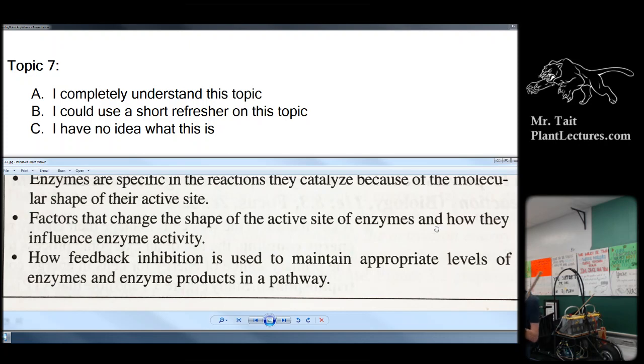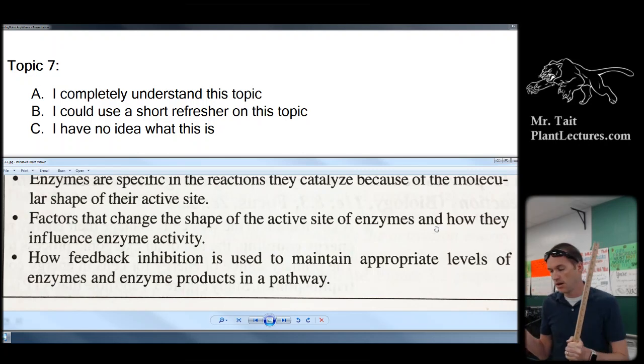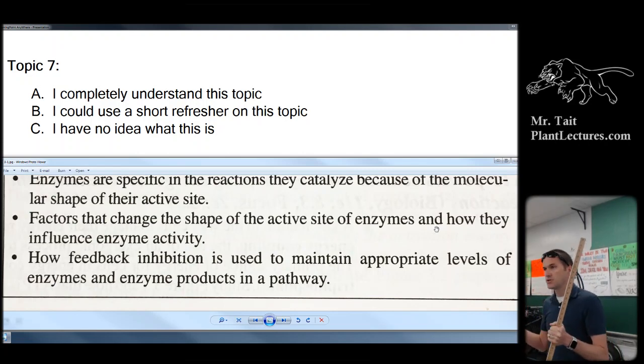The second way is for the product of the reaction to come back and allosterically bind to the allosteric site to change the shape of the active site and prevent more reactions from occurring. Both of them will prevent further reactions from occurring, which then is going to maintain homeostasis, but it's two different types. So allosteric or non-competitive versus competitive.